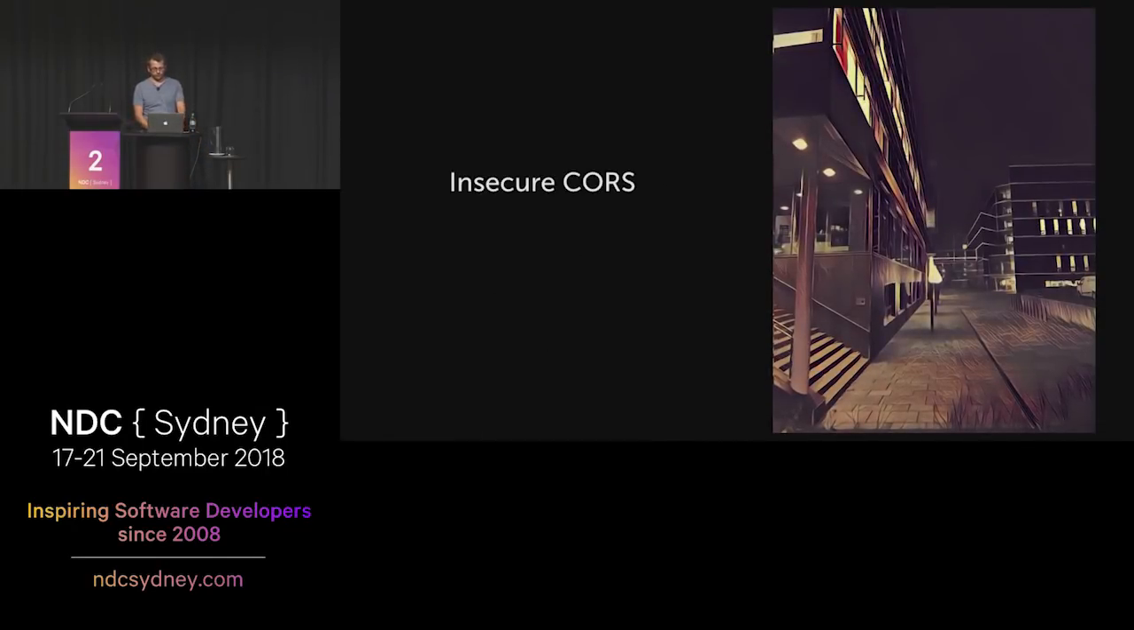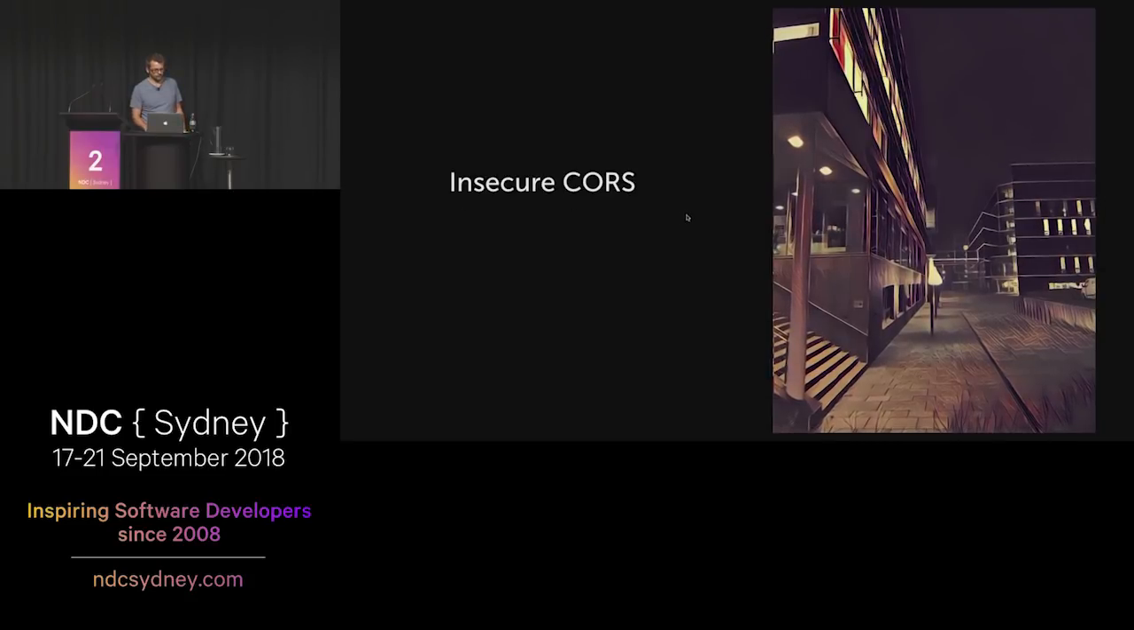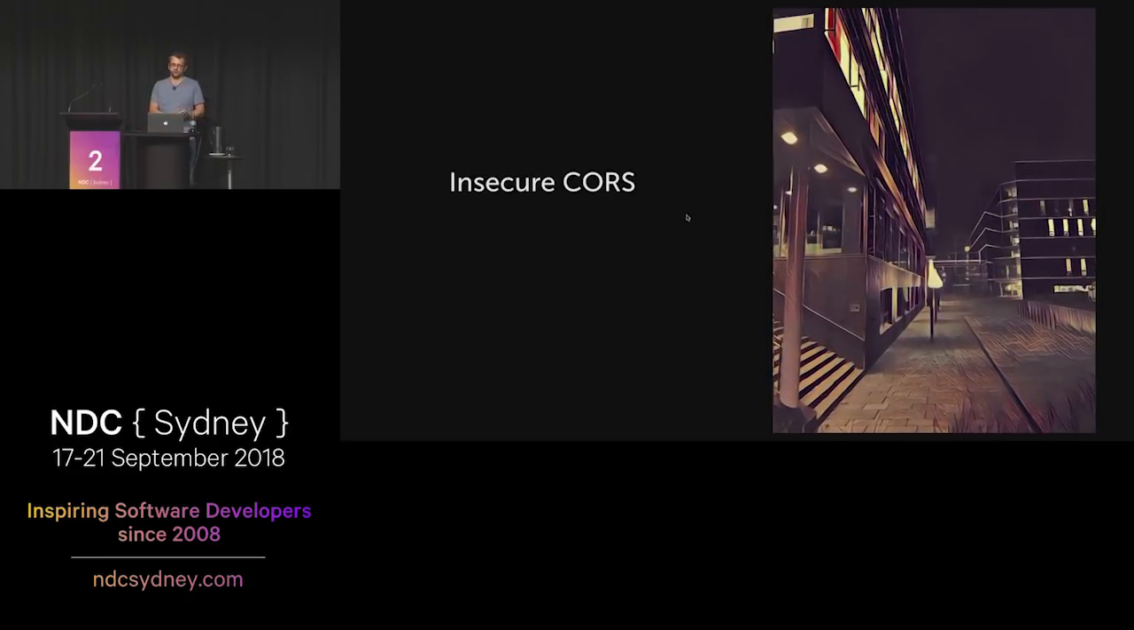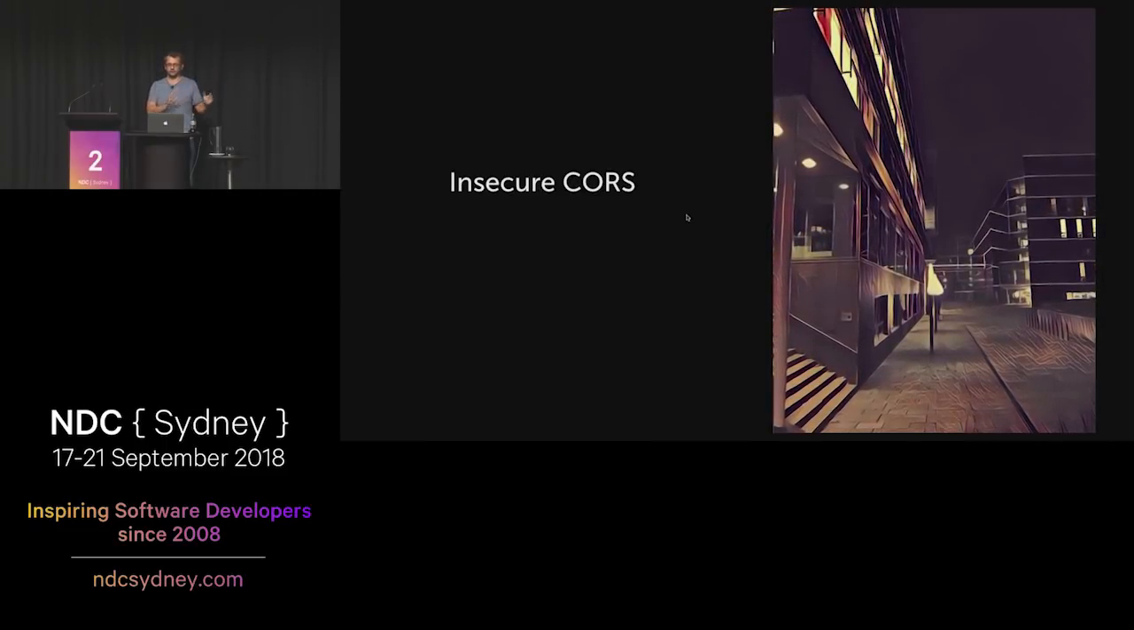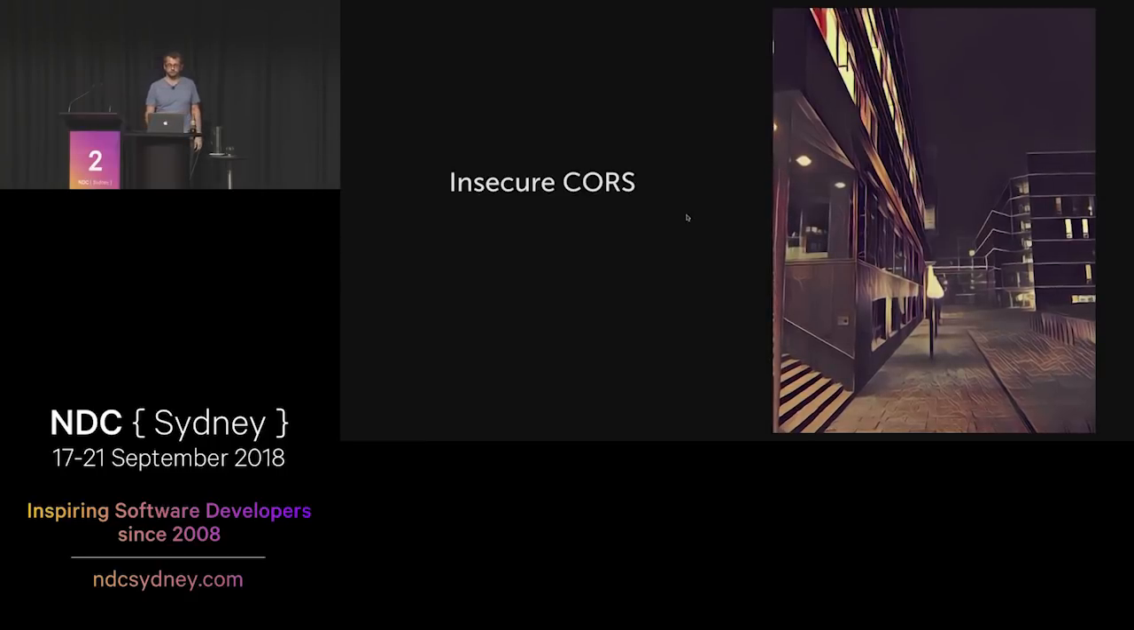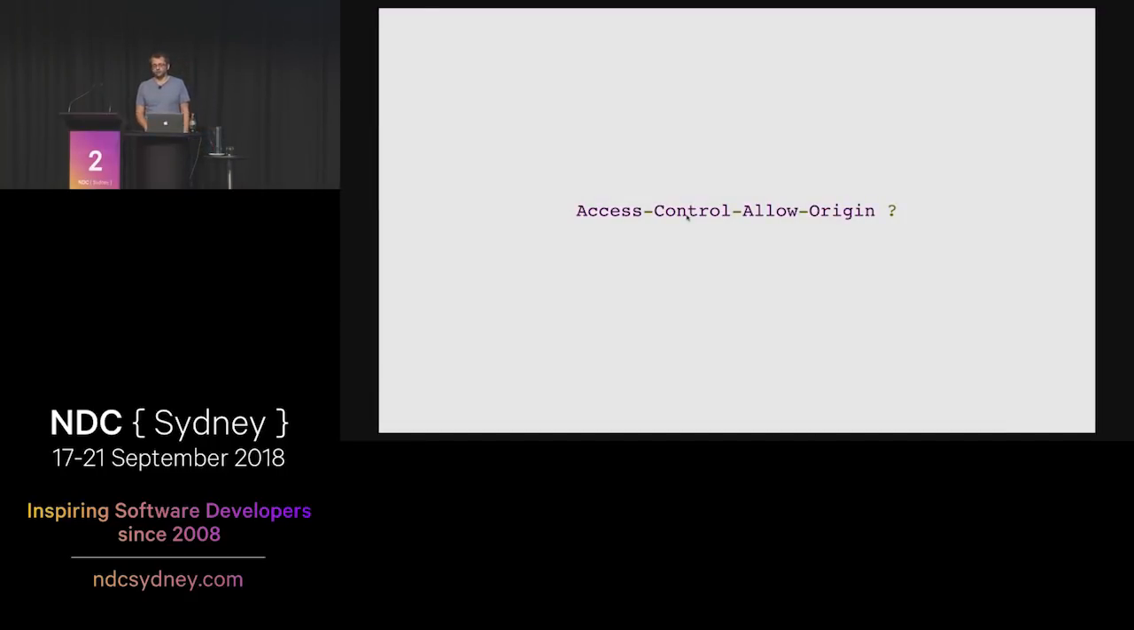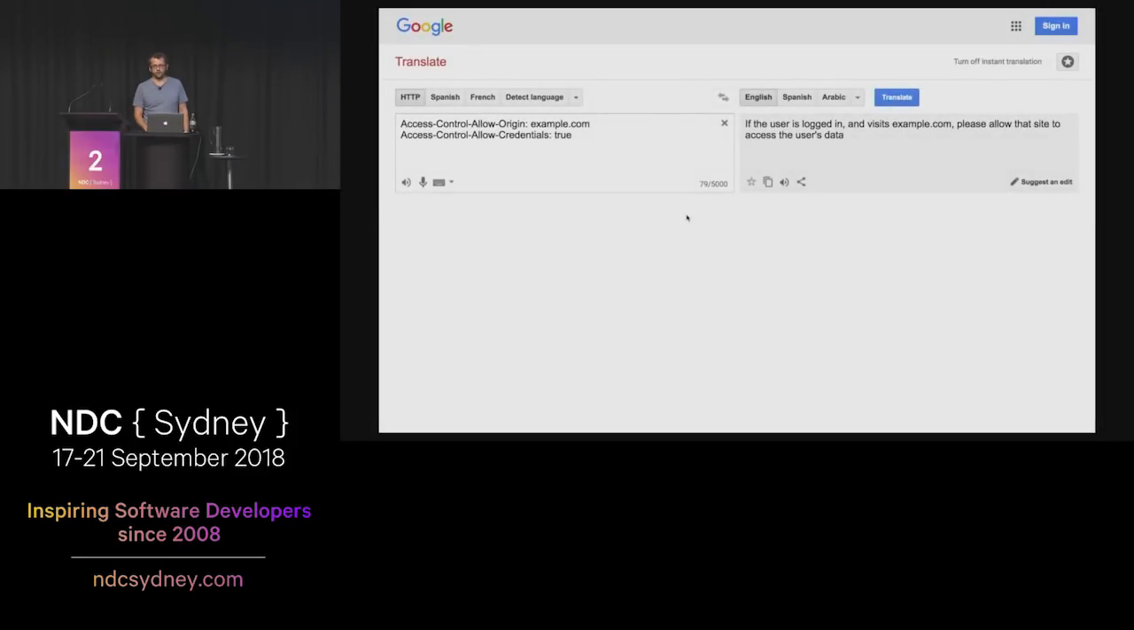The next thing we're going to look at is insecure CORS. CORS, or cross-origin resource sharing, is a way for our system to tell a website running on a different domain than ours that it's allowed to read data from us. That's basically it. So we can use this header called Access-Control-Allow-Origin. But sometimes people have a hard time understanding what it does. So I got some help from Google Translate to translate from HTTP to English. Access-Control-Allow-Origin: example.com and Access-Control-Allow-Credentials: true means, if the user is logged in and visits example.com, please allow that site to access the user's data.